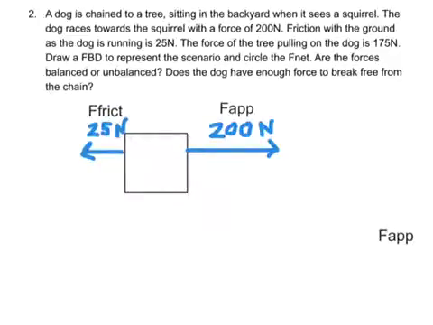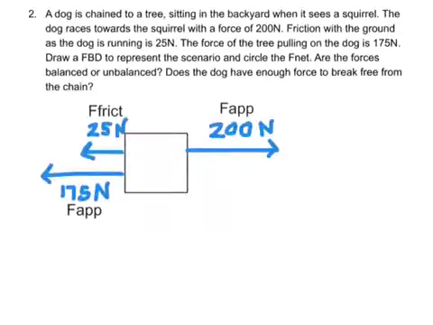The next part says the force of the tree pulling on the dog is 125 newtons. The tree is pulling on the dog, so it means it's going to go the opposite direction of the dog. We're going to label that 175. And again, we're going to put that as applied force.